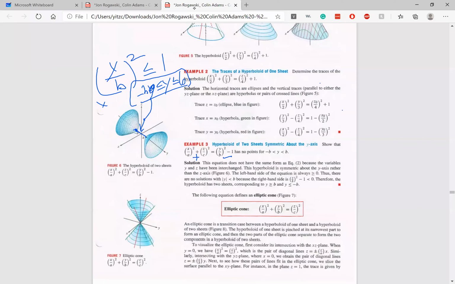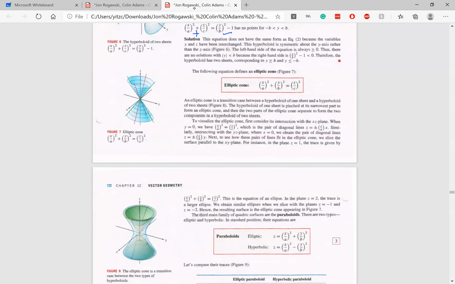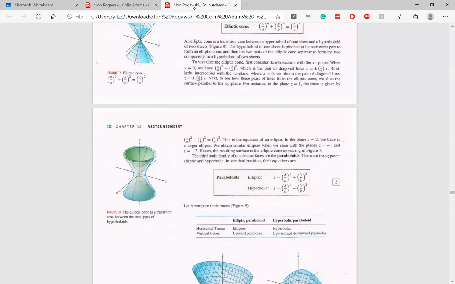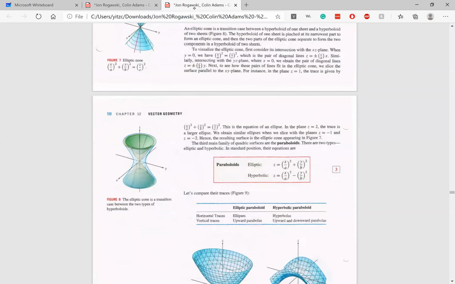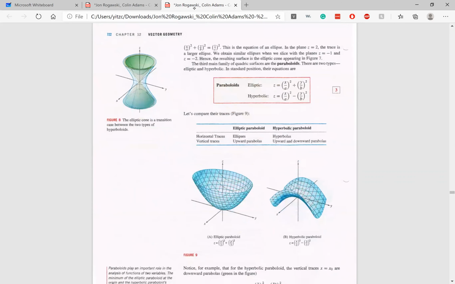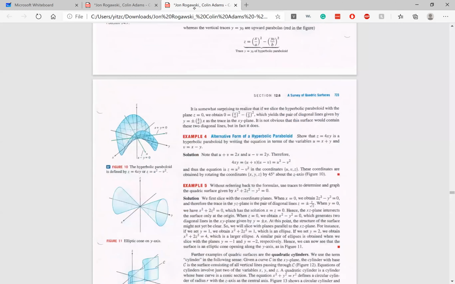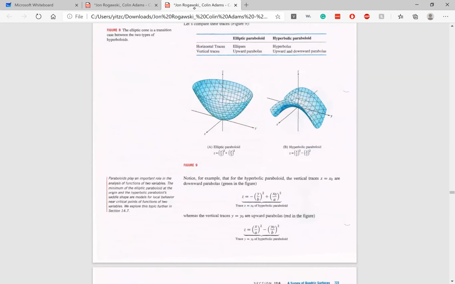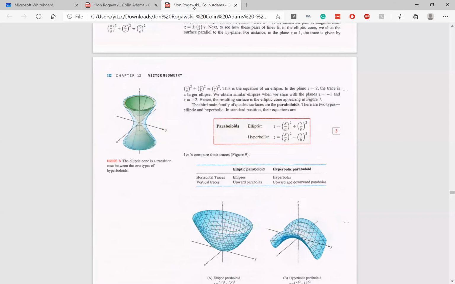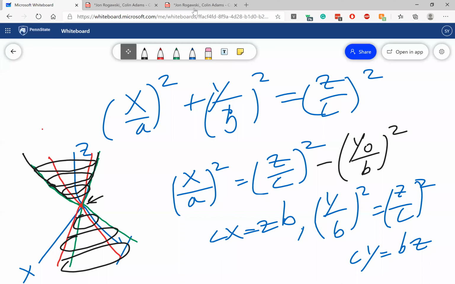So here, that was the elliptic cone. And now they want us to know these last two surfaces, and that is basically it, I believe. So the first one is the surface z equal to, so let's look at that one.